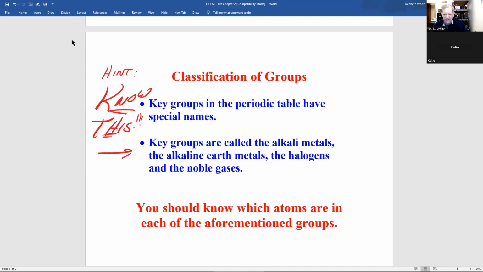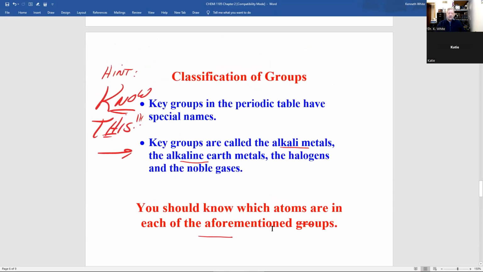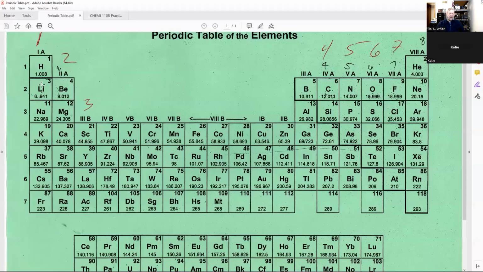And those are the names of the key groups: the alkali metals, the alkaline earth metals, the halogens, and the noble gases. You should know, it's even on the slide, which atoms are in which groups. Now, the first column, and I'll go through this again, excluding hydrogen, this is important. The first column, excluding hydrogen, are the alkali metals. The next column, in which you only have to learn magnesium and calcium, but strontium is a favorite of mine, though we won't use it in this class, is the alkaline earth metals.